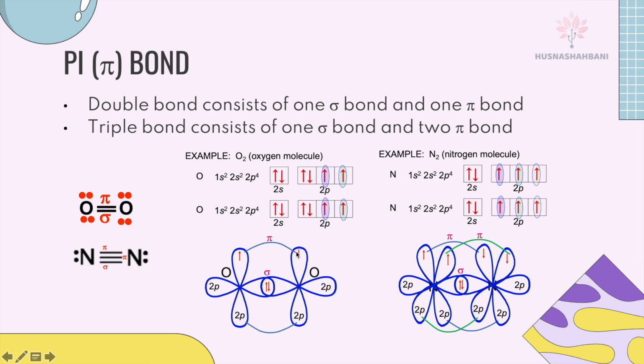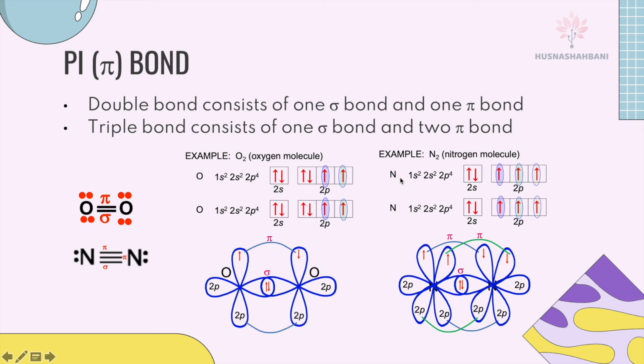This is side-to-side overlap. Note that the electron spin must be opposite, one pointing upwards, another one pointing downwards. So this is side-to-side overlap. Even though the overlapping involves two overlapping areas, one on top of the sigma bond, one below the sigma bond, still this pi bond is only one bond. One sigma bond, one pi bond, only one bond as well, even though the overlapping regions are two regions, on top and below.